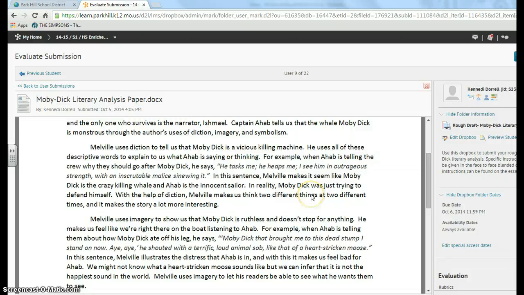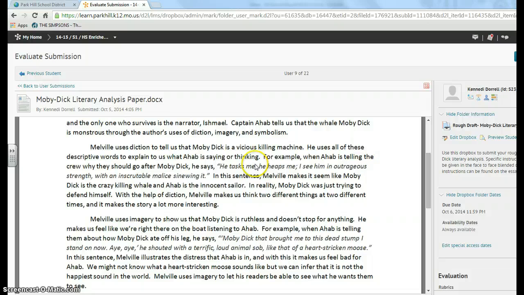Throughout your essay, make sure that you avoid using any I, us, we, or you. We want to avoid first and second person and only use third person. So I will ask you to go through and get rid of all the us's and the we's and things like that. But going ahead and mentioning that he uses these descriptive words to explain what Ahab is saying or thinking is fine.